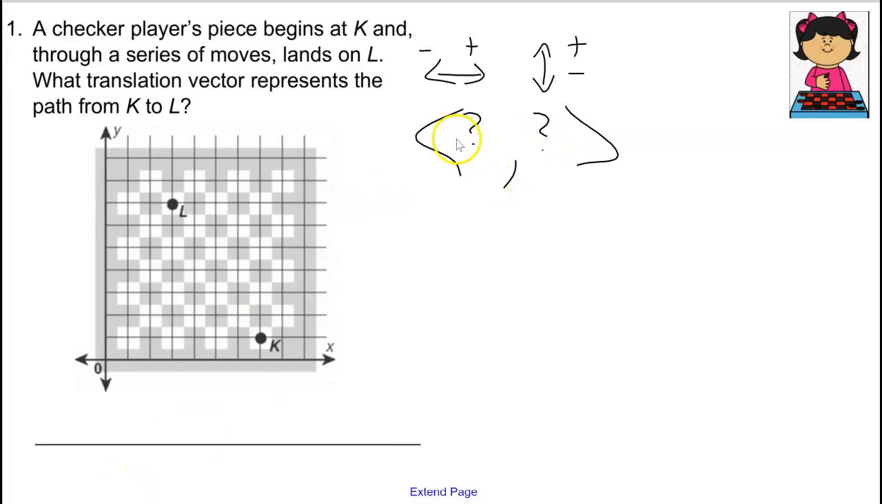So remember, the number on the left goes left and right, and the number on the right goes up and down. So since we're going from K to L, from here to here, we're going to track a path from K to L. So think, what number goes for this to go from here to here? What number goes in this box here?